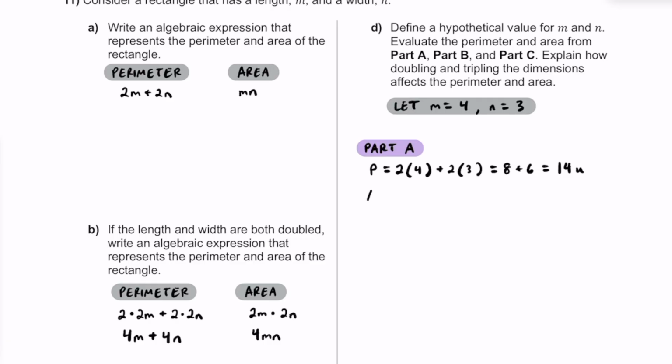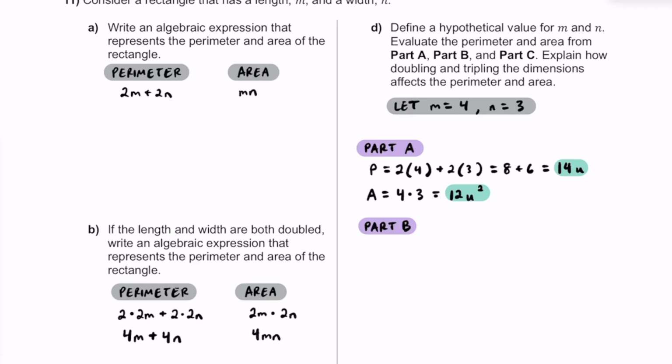Now, what about the area? The area here, if we plug in 4 and 3 for m and n, that's going to be 4 times 3. 4 times 3 is going to be 12, so we're going to have 12 units squared here. So it looks like we're going to have these two different expressions to represent what we have. The perimeter here is going to be 14, but the area here is going to be 12 units squared, and this is if m is 4 and n is 3.